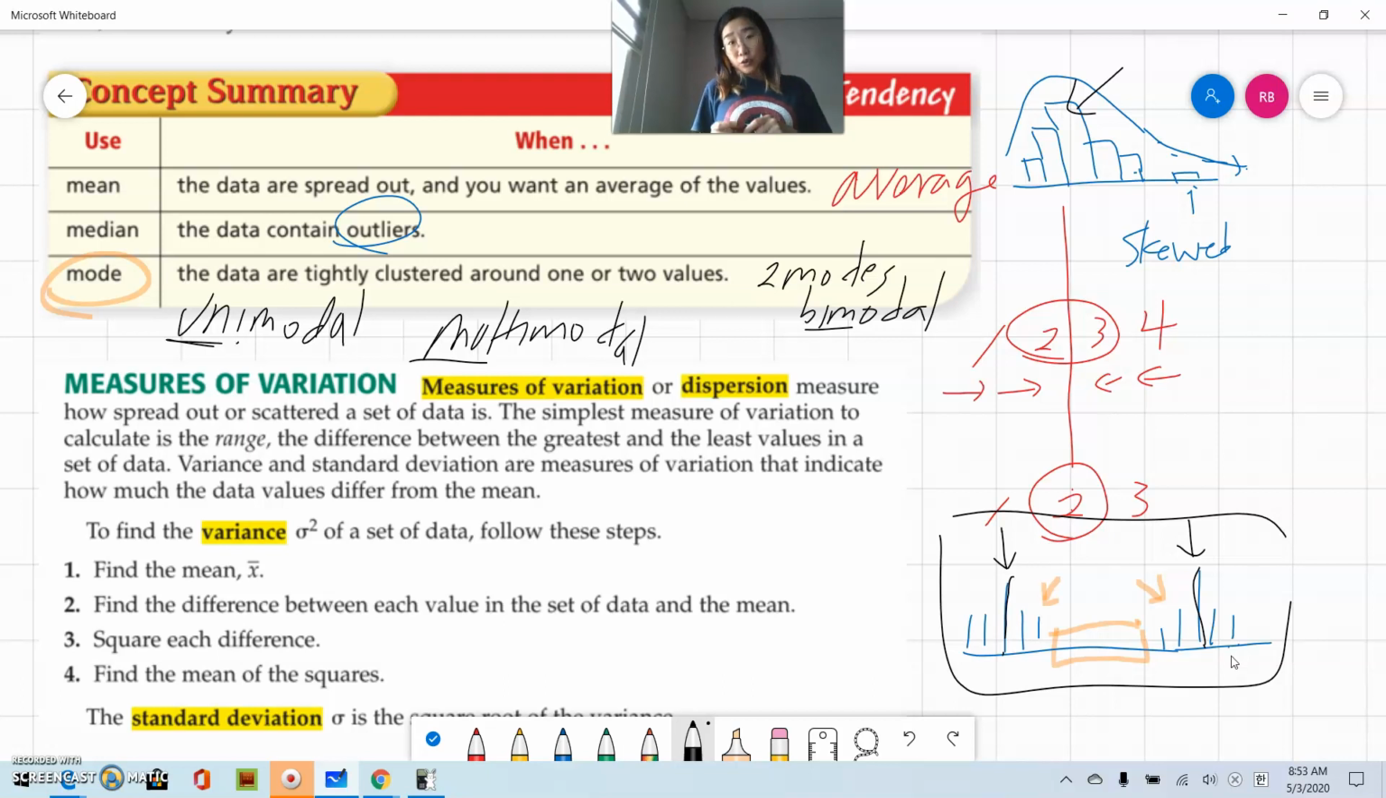So mode isn't usually used, especially if your distribution is unimodal and symmetric. If it's unimodal and symmetric, you use mean. If you have some extreme values, you use median. And if you go to a distribution that is not unimodal, you start using mode.